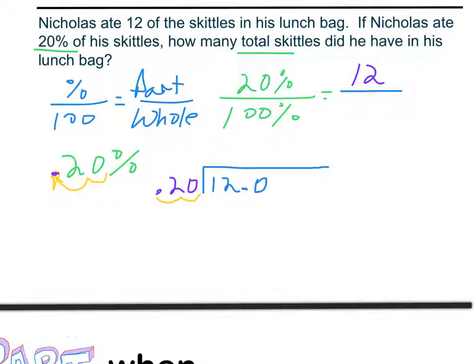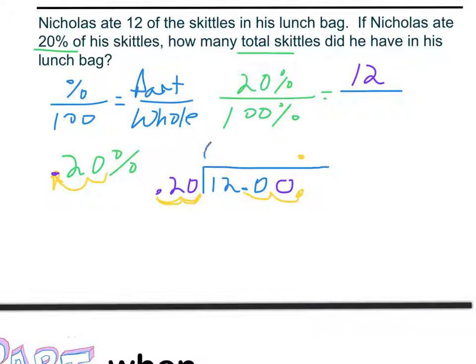And we count how many places I just moved it over. 1, 2. So I have to do the same thing right here. 1, 2. I place it right there. I bring it up so it's in the right spot. And then I fill in this empty spot with a 0. And now I just divide. This is like 1,200 divided by 20.